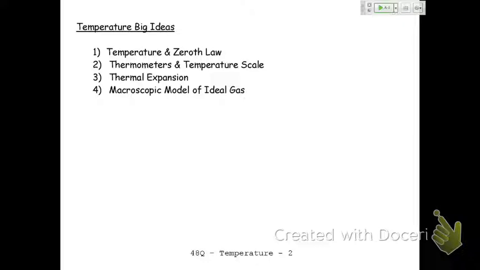We're going to talk about temperature and a thing called the zeroth law of thermodynamics. And then thermometers and temperature scales. We'll talk about thermal expansion, and we'll talk about the macroscopic model of a gas.